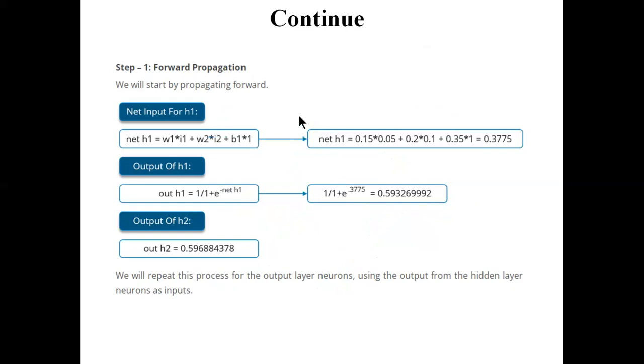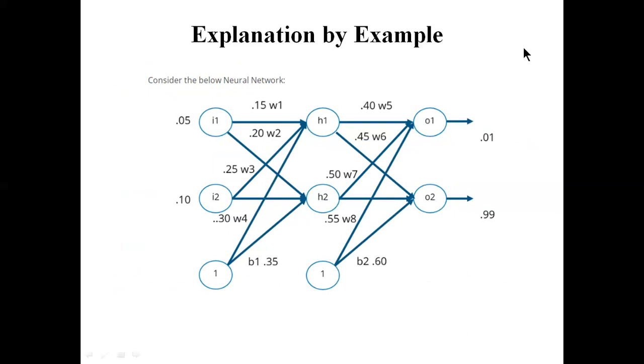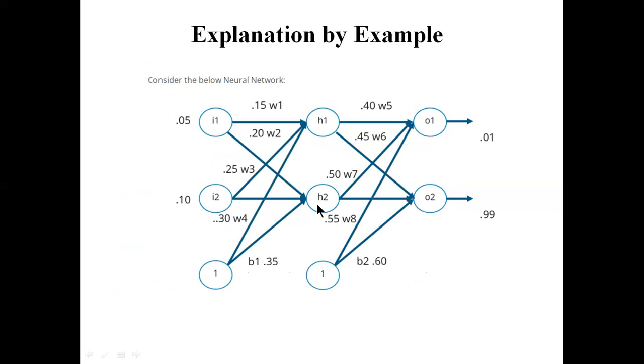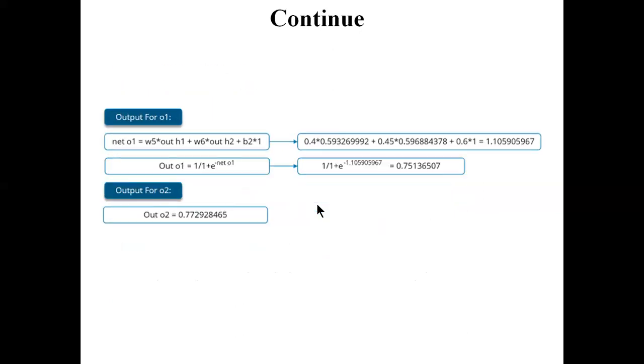First, forward propagation, which we already know: for each training pattern, the inputs will propagate in the forward direction. So we need to calculate the output at hidden node h1. How can you calculate it? net h1 equals w1 times i1 plus w2 times i2 plus b1. So this one is 0.3755. The output of h1 is the sigmoid function, so we are getting this value, and in a similar way we get the output of h2 as this value. And we will repeat this process for all the neurons, so similarly for h2 we will again calculate.